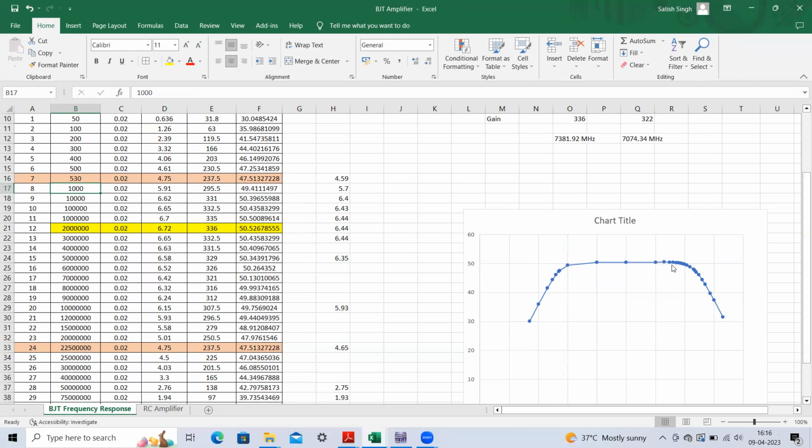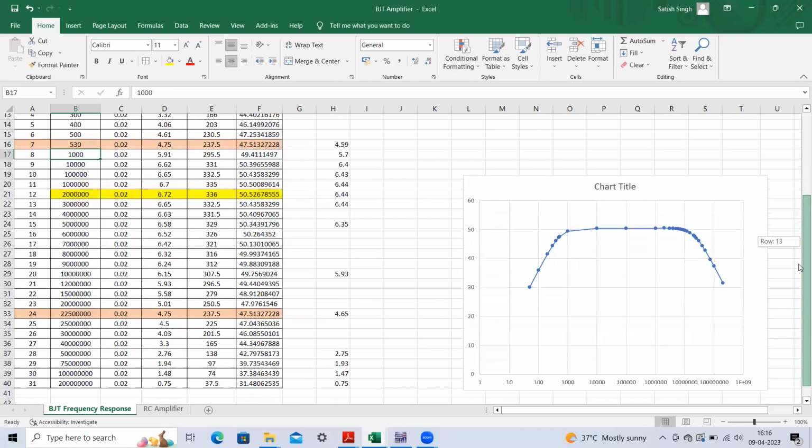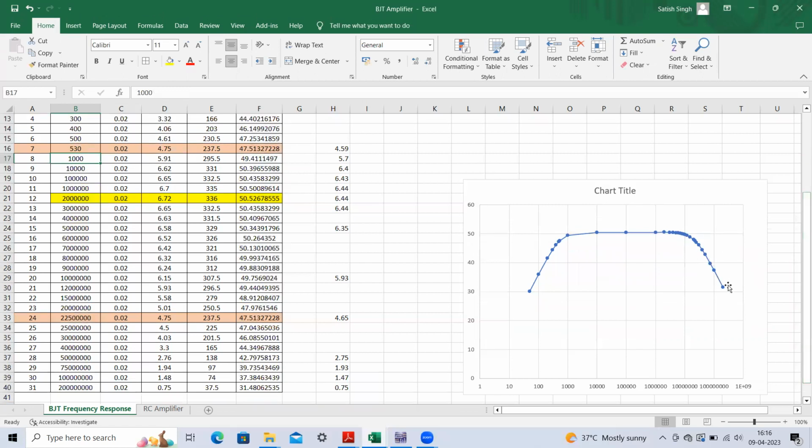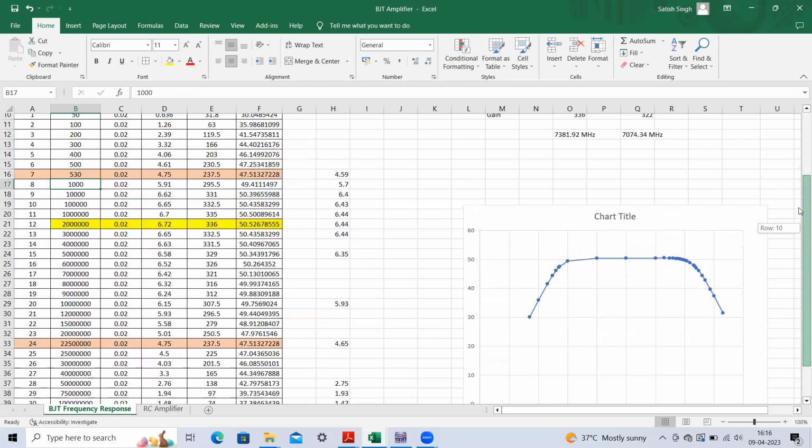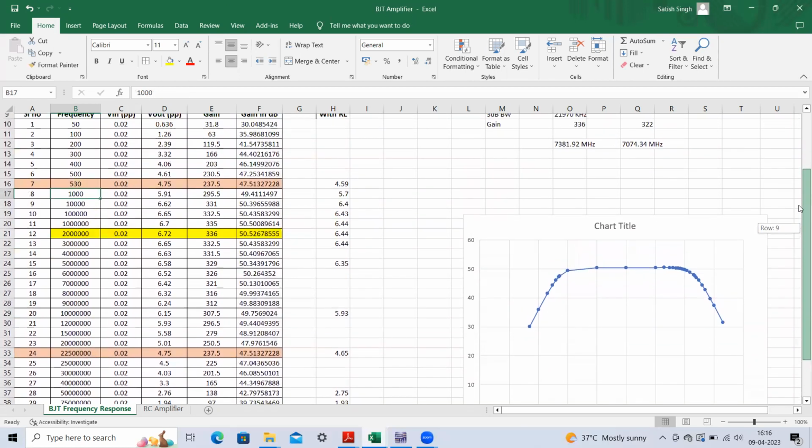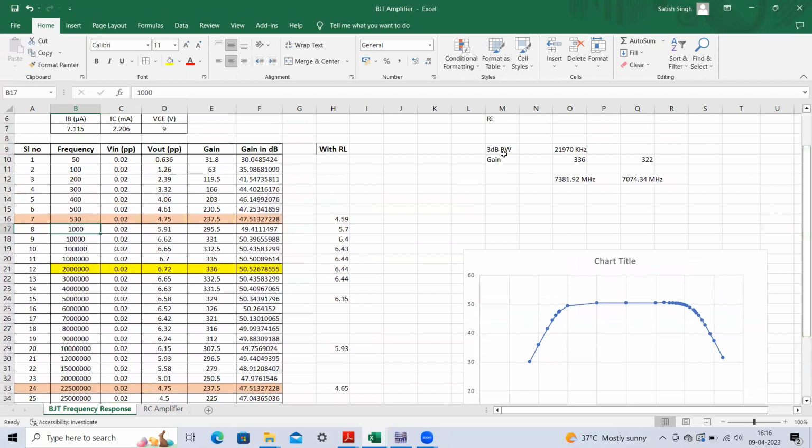And then again, at a very high frequency, you can observe that this gain is actually decreasing, right? Normally we are interested in what will be the 3 dB bandwidth of the transistor frequency response. Here you can see this 3 dB bandwidth that you can calculate by the highest frequency minus the lowest frequency, that is, the higher 3 dB point minus the lower 3 dB point. If you subtract, you will be getting this value, 21.970 kilohertz.